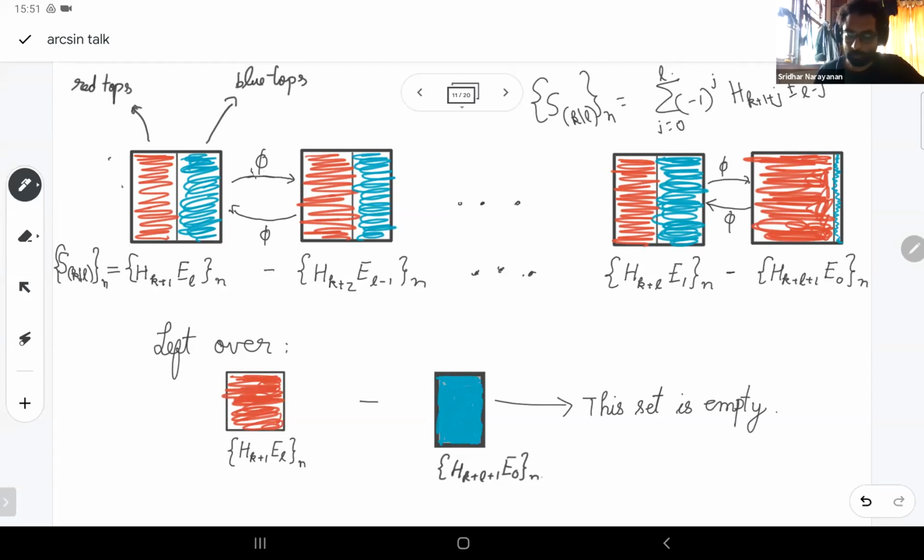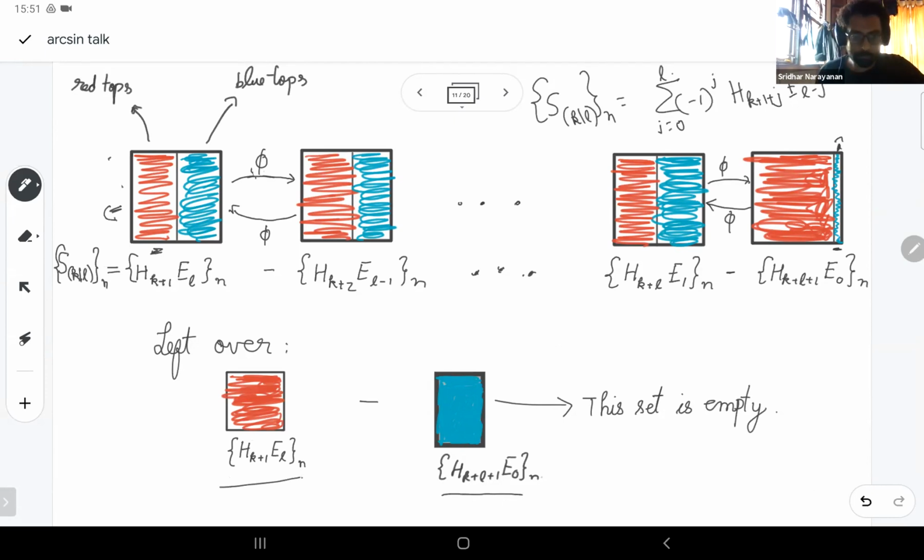I don't know if it's a telescoping series, but anyway, what we will be left with is the parts that don't map to anything. The blue part of this should ideally map to something on the right, but there is nothing on the right. And the red part here should map to something on the left, but there's nothing currently on the left. So what we are left with is the red part from the first term, which is H of K+1, E of L, and the blue part from the second term, which is H of K+L+1, E of 0.